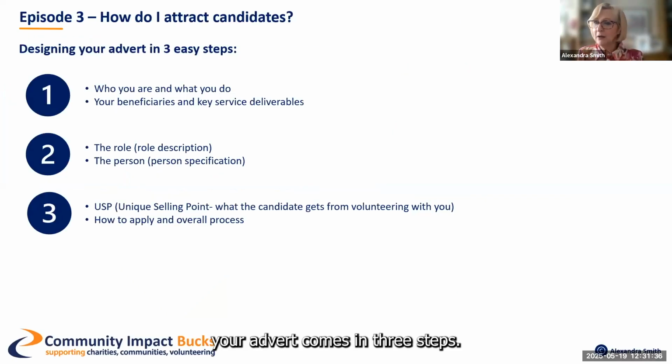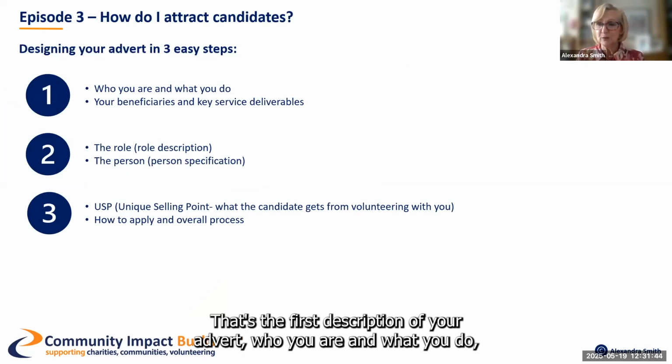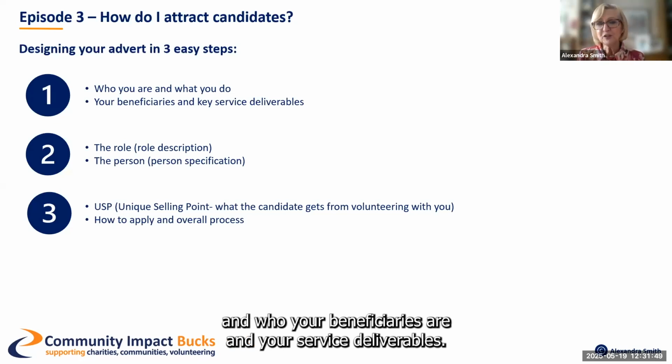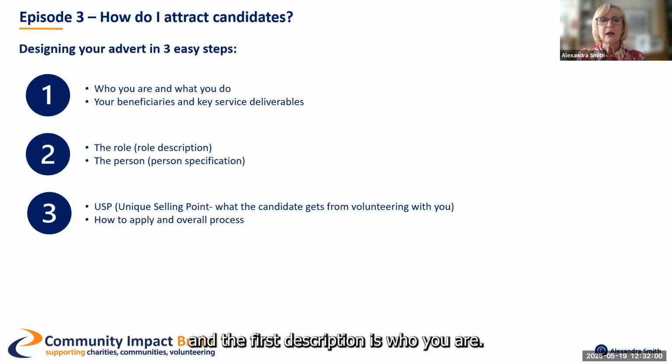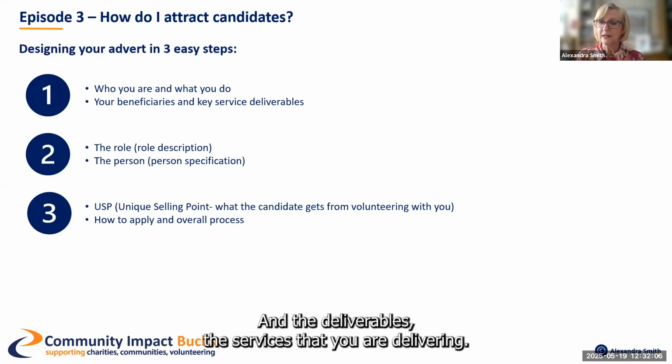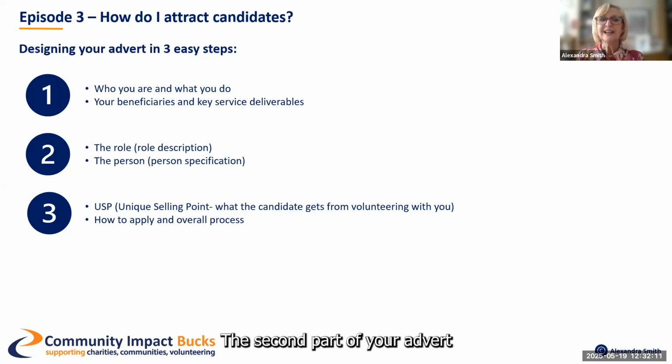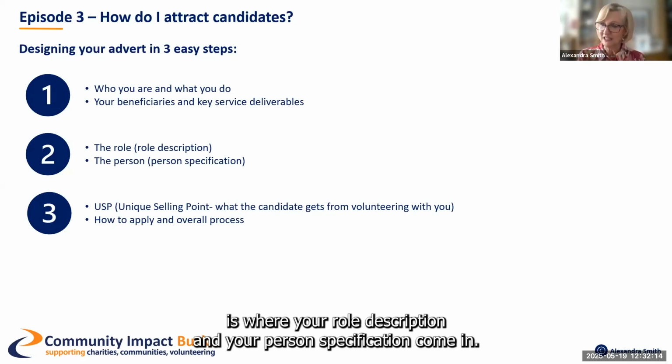Well, designing your advert comes in 3 steps. First of all, who you are and what you do. That's the first description of your advert, who you are and what you do, and who your beneficiaries are and your service deliverables. So this 3-step process, again, you'll find in your resource pack. The first description is who you are, and the second is who you are serving, and the deliverables, the services that you are delivering.